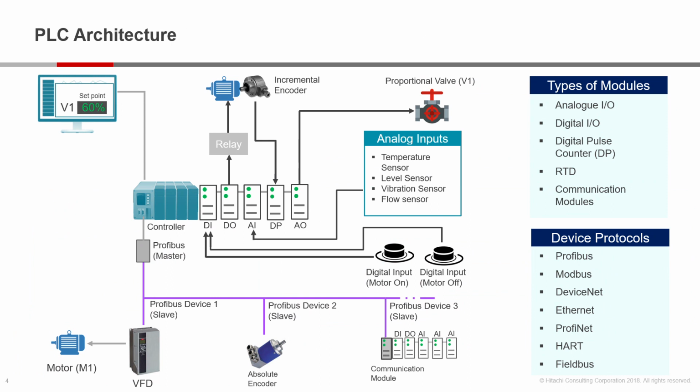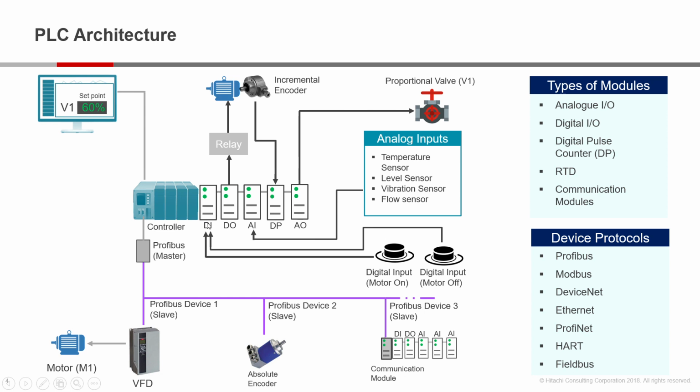Now let us look into the architecture in detail. First I'll explain this entire architecture, then we'll see what kind of modules are there. As you see in the picture, at the center is a controller. This is a PLC, and the way it communicates is that all the manufacturers have different modules to receive inputs or outputs. For example, here you can see there is DI, DO, AI, DP and AO.